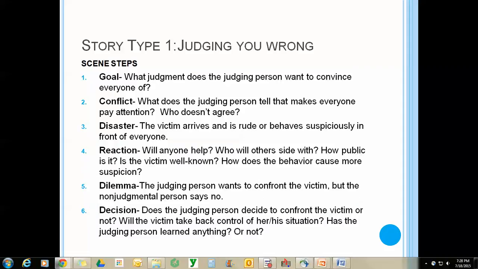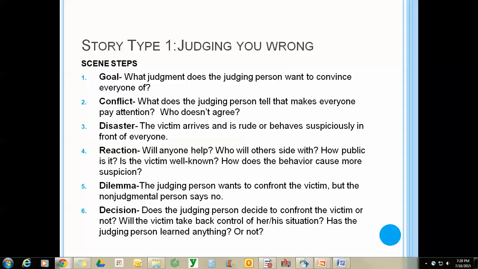Now, when it comes to scenes, they usually say that there is actually a sequence to it. So, the steps of a scene would be, for example, first you have the goal of a character, then you have the conflict to that goal, a disaster, maybe when nothing works out, there's a reaction of how the character feels, then a dilemma of what the character should do, and finally the character making a decision. So, to break it down a little bit, if you have a goal for this kind of story, judging you wrong, you would say, okay, let me think about it.